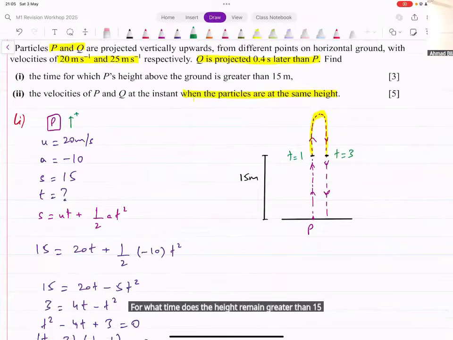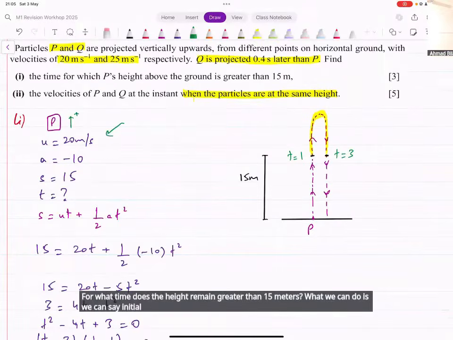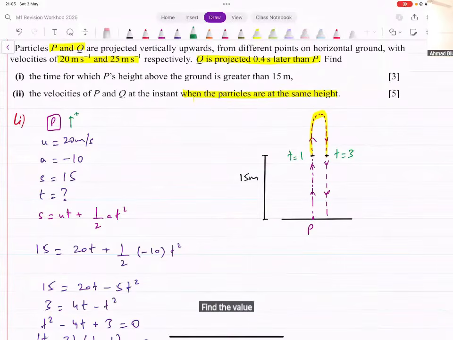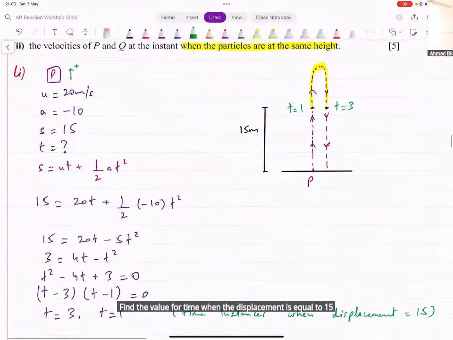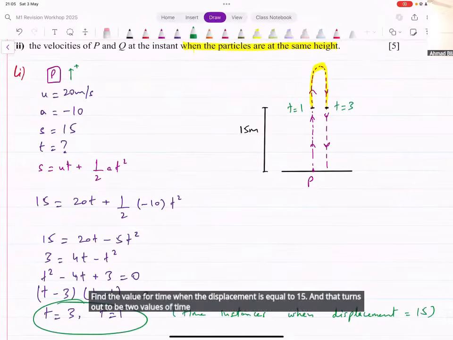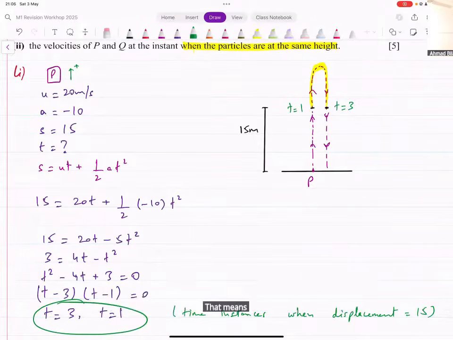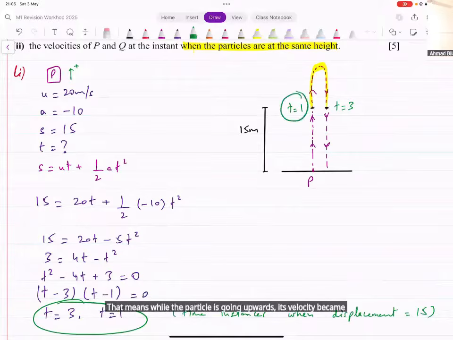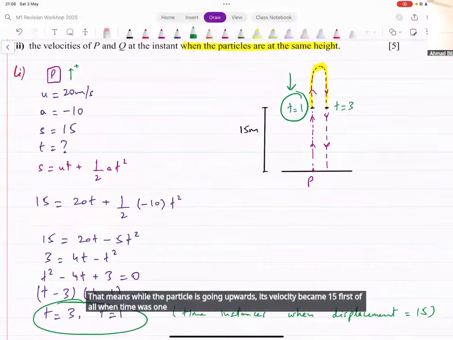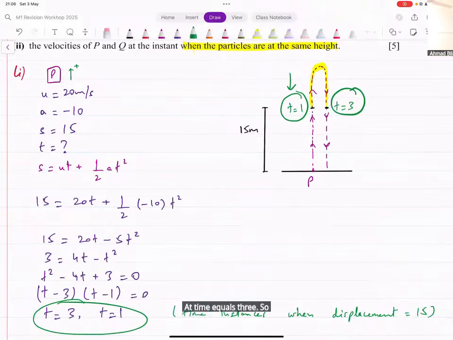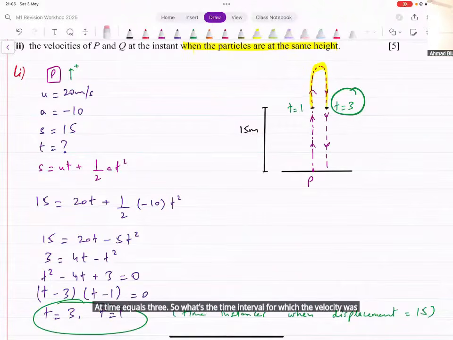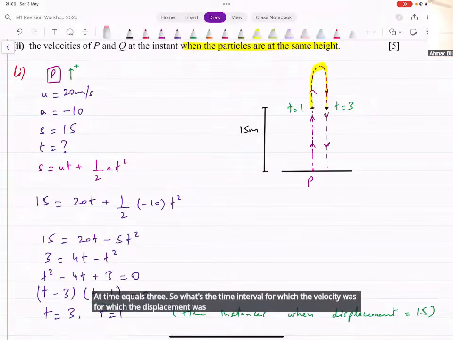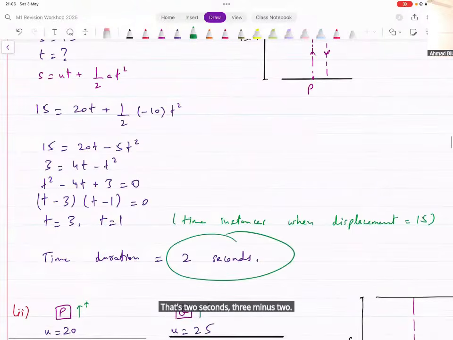What we can do is, we can say initial velocity is 20, acceleration is minus 10, displacement is 15. Find the value for time when the displacement is equal to 15. And that turns out to be 2 values of time: time equals 1 and time equals 3. That means while the particle was going upwards, its displacement became 15 first when time was 1, and then it became 15 again when it came down at time equals 3. So what's the time interval for which the displacement was greater than 15? That's 3 minus 1, 2 seconds. That's the time duration that we've got.